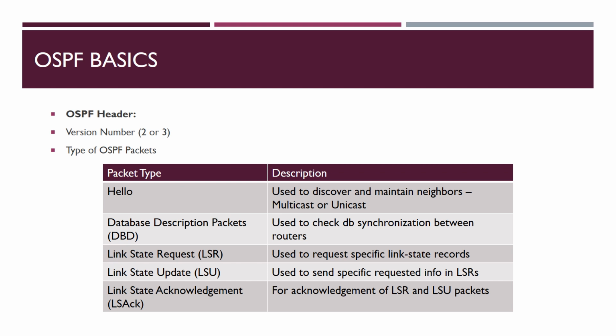Another OSPF packet type is database description packets. These are used to check database synchronization between the routers. A link state request packet is used to request specific link state records. Then there is the link state update packet. These are sent in response to the link state request packet. Link state acknowledgement packets are used between the routers when they are exchanging LSAs to make sure the LSA request is received and the LSA update is received in response to an LSA request.